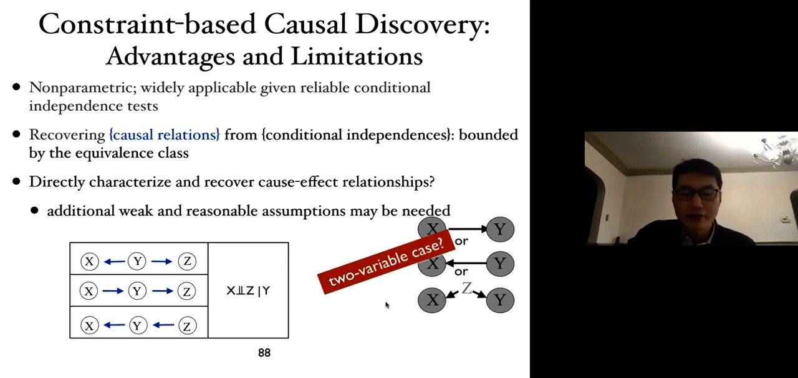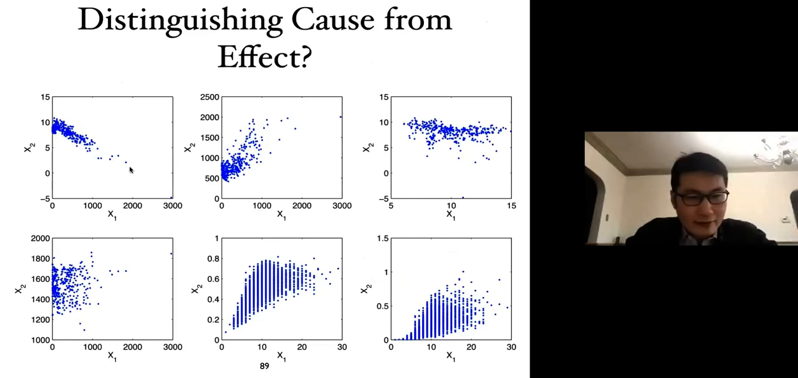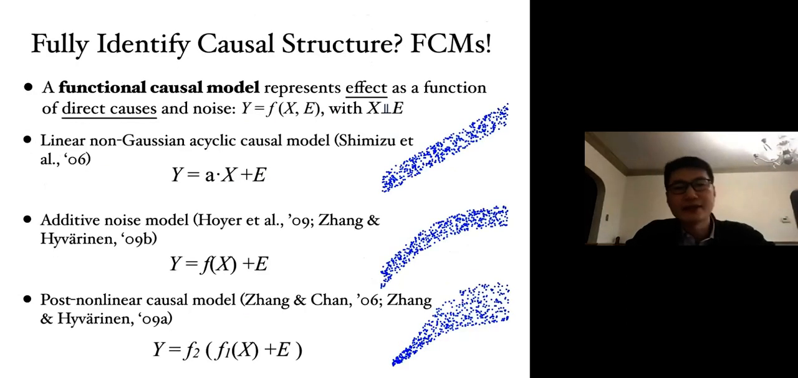What can we do? You have to make use of stronger assumptions regarding the causal mechanism, and then all of a sudden, you can see more information about the causality. So here you can see the problem setup. We have observational data for two random variables, and the question is whether we can find the causal direction between them. And fortunately, we can, by making use of functional causal models.